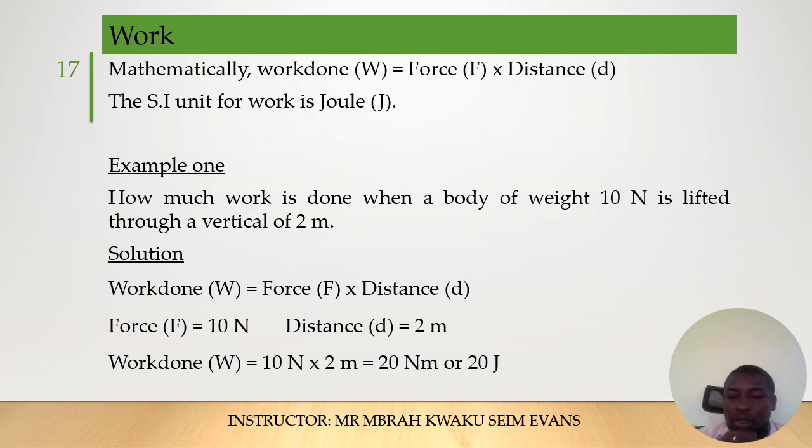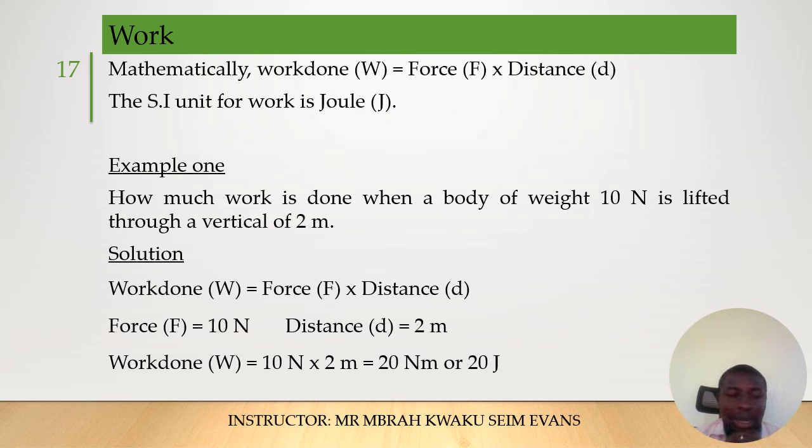So what is work done? Mathematically, work done is equal to force times distance. Force times distance is work done. And I said earlier on that the SI unit for work done is joules.